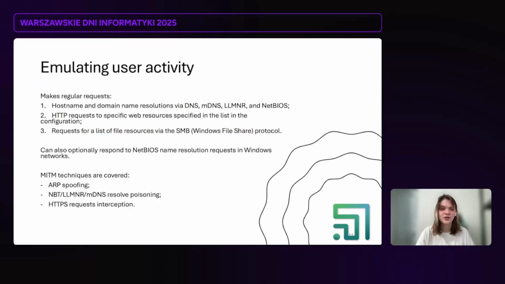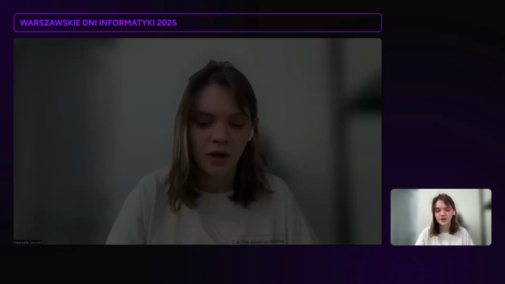Next, let's talk more about emulating user activity. For this, we also used an additional type of decoy. In this scenario, it was client-OS. Those decoys create realistic behavior of end devices. To fulfill this goal, it can perform regular requests for resolving host names and domain names via DNS, NetBIOS, etc. It makes HTTP requests to resources that you specify, and requests for a list of file resources. It can also optionally respond to incoming requests, as you can see. Regarding the man-in-the-middle techniques that we mentioned, which were important for the client in this situation, this decoy covers ARP spoofing, different types of resolve poisoning, and HTTPS request interception.